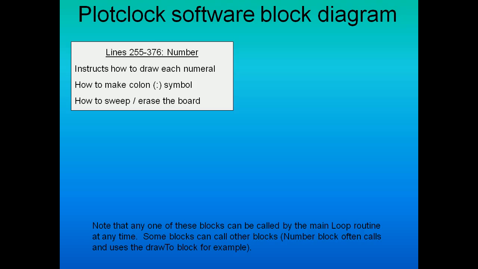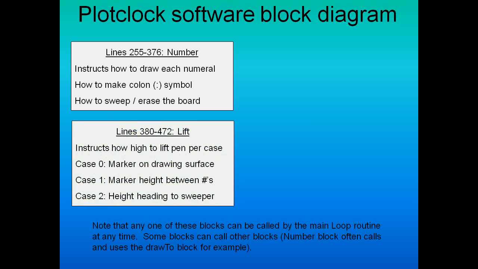which we call the number block. This instructs the Plotclock how to draw each numeral, how to make a colon symbol, and then how the sweeper should function when it's going to erase the board between each minute. Then next we've got the block that is lines 380 to 472. That's the lift block. And lift tells the Plotclock how high to lift the pen in each case.